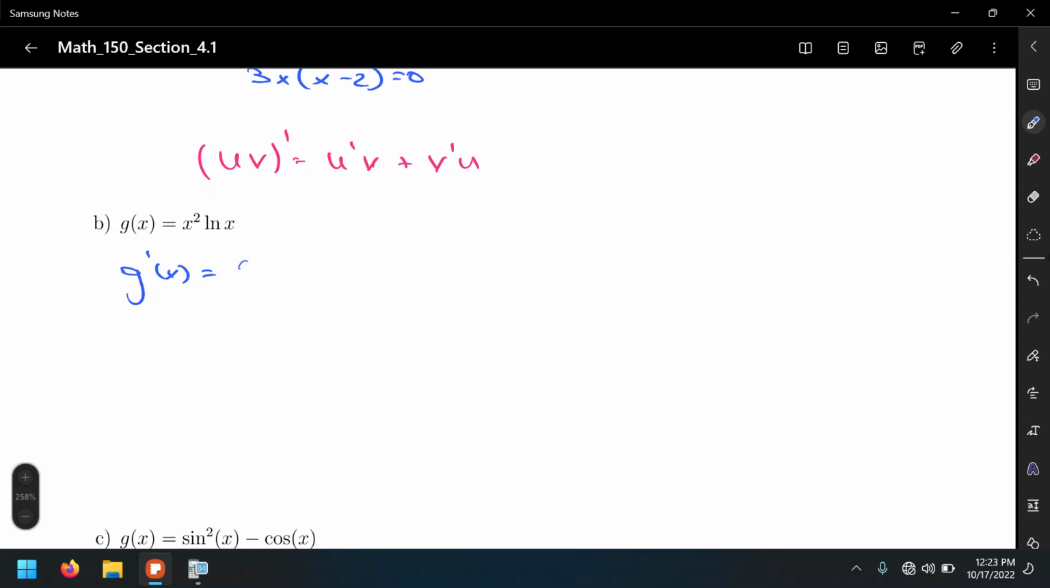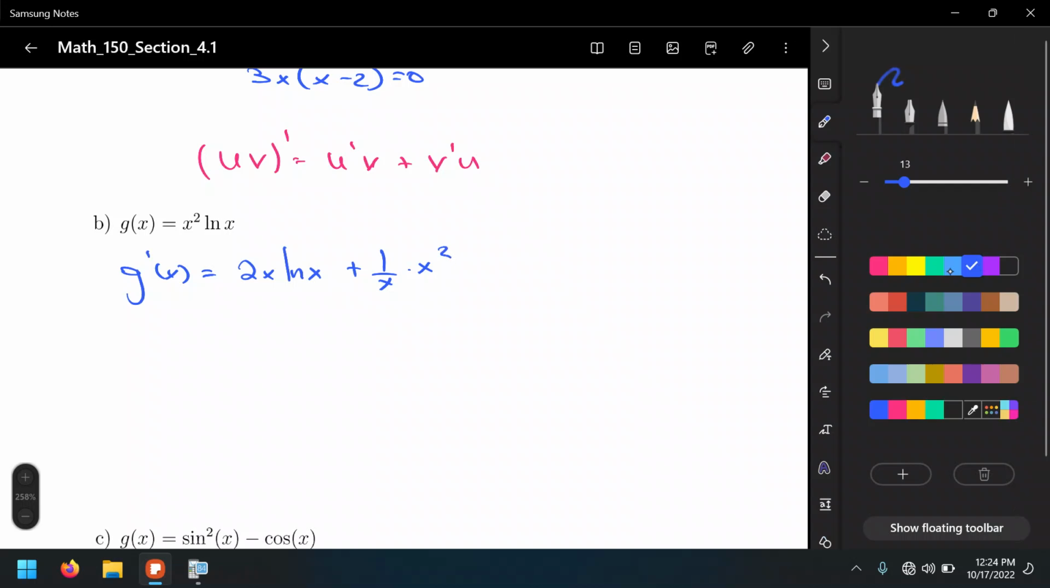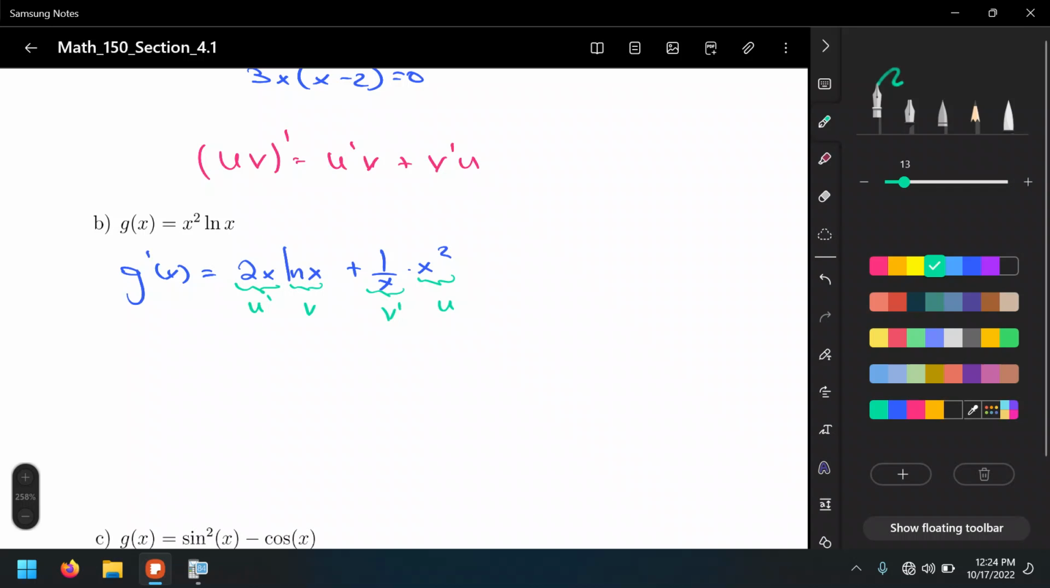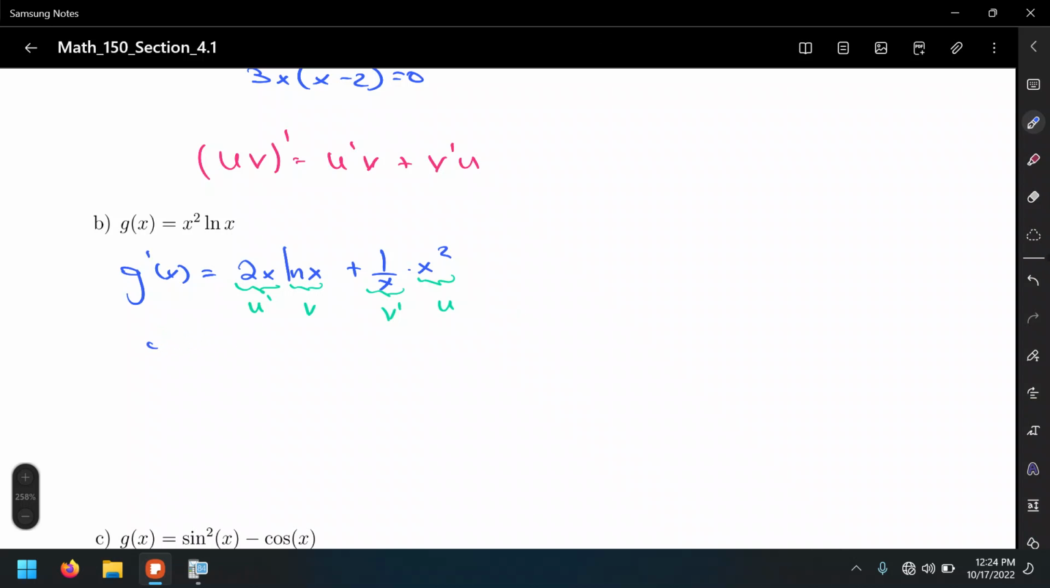So the derivative of the first function, which is 2x, times ln x, the second function itself, plus the derivative of ln, what's the derivative of ln again? 1 over x, times x squared. And again, let me label it just so you can see the product rule in action. So that's u'v and v'u. That's our product rule in action, which would be a good idea to simplify if we are to solve an equation here. So this is simply 2x ln x plus x.